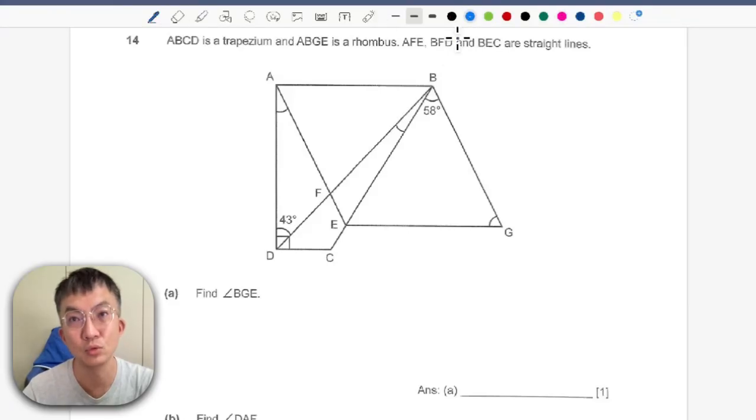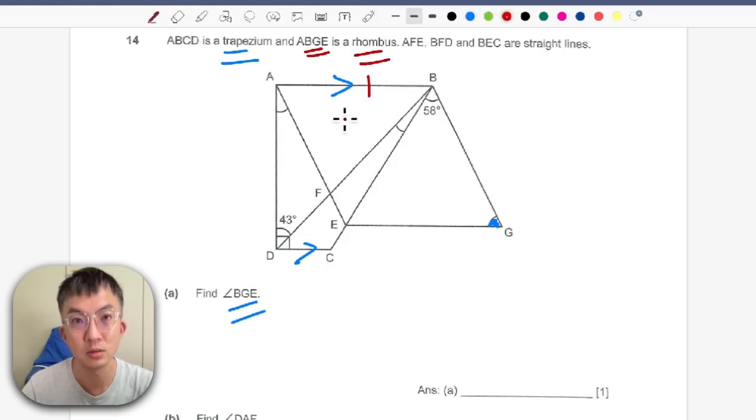Okay, first thing when you see an angle question, they want BGE, you have to shade it. Okay, so ABCD is a trapezium. So you do a pair of parallel lines. Then they say that ABGE is a rhombus. That means all these are equal. And this is an isosceles triangle.